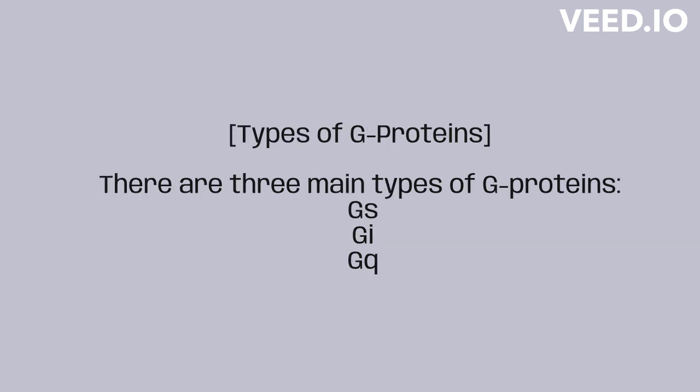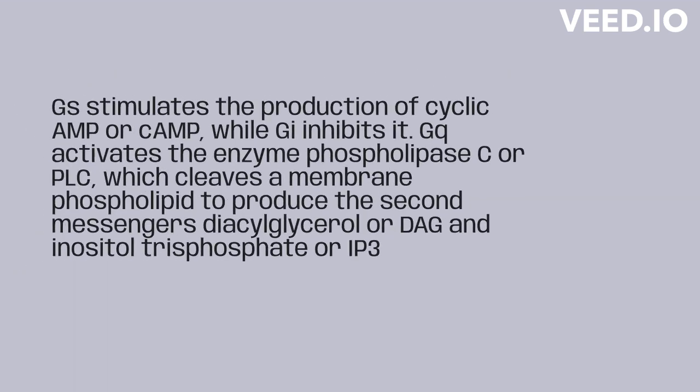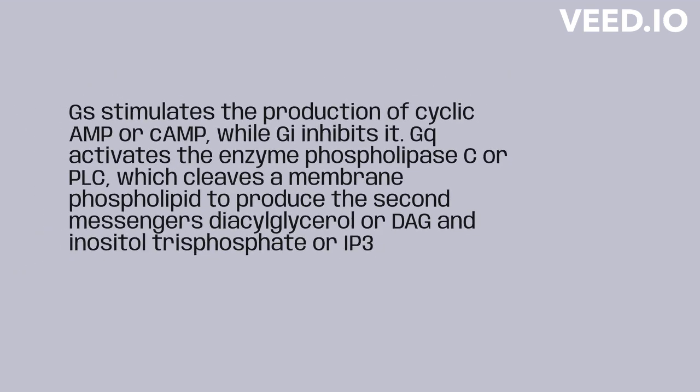Types of G-proteins. There are three main types of G-proteins: Gs, Gi, and Gq. Gs stimulates the production of cyclic AMP, or cAMP, while Gi inhibits it. Gq activates the enzyme phospholipase C, or PLC, which cleaves a membrane phospholipid to produce the second messengers diacylglycerol, or DAG, and inositol trisphosphate, or IP3.